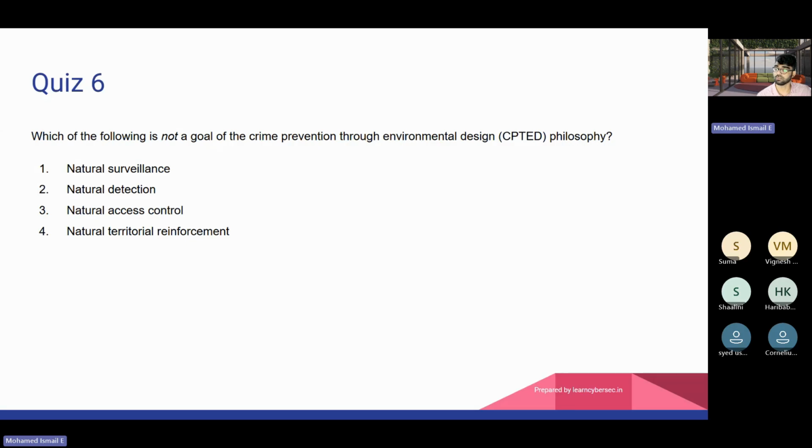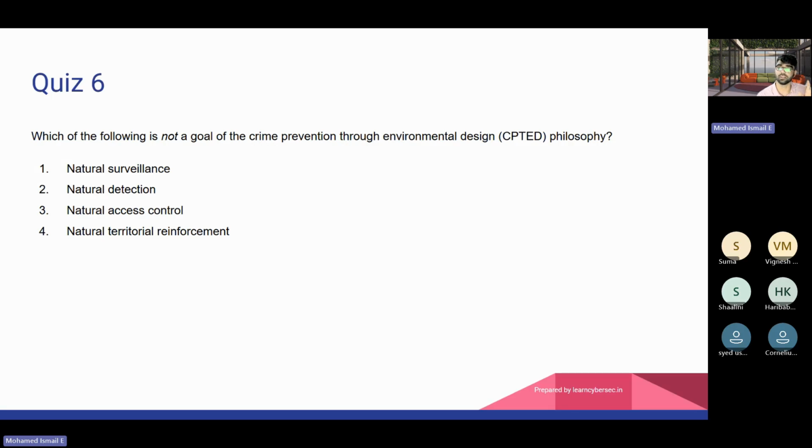Natural detection, we are not detecting anything. Natural access control, yes, using sidewalks and signboards can be used as natural access control. Natural territorial reinforcement: visible signboards, visible perimeters, where the airport starts, where the airport ends, where the police station starts, where it ends, clearly visible, distinguishing public and private property. So natural detection is not a goal for crime prevention through environmental design.